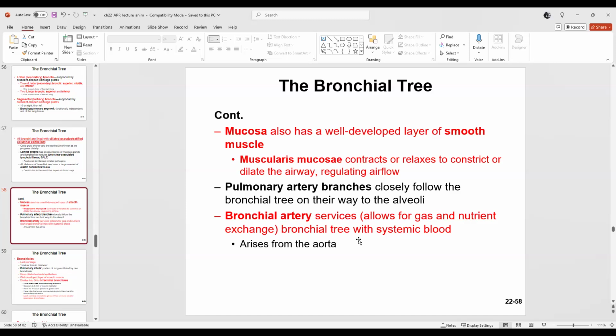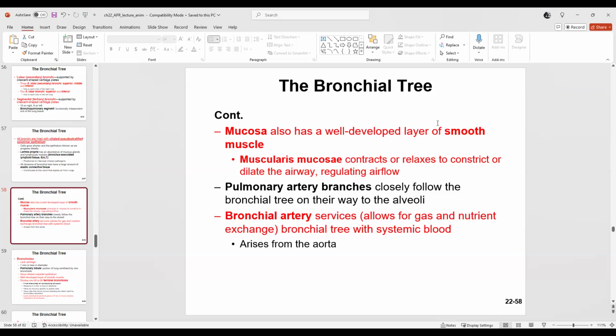So the muscularis mucosa contracts and relaxes to constrict or dilate the airway, regulating airflow, right? This is important because, remember, this is cartilage, so it shouldn't really constrict too much. It should stay open. So how do we cause spasms in it, allowing us to cough? Well, this is how, because we have the muscularis deeper layer that causes us to cough.